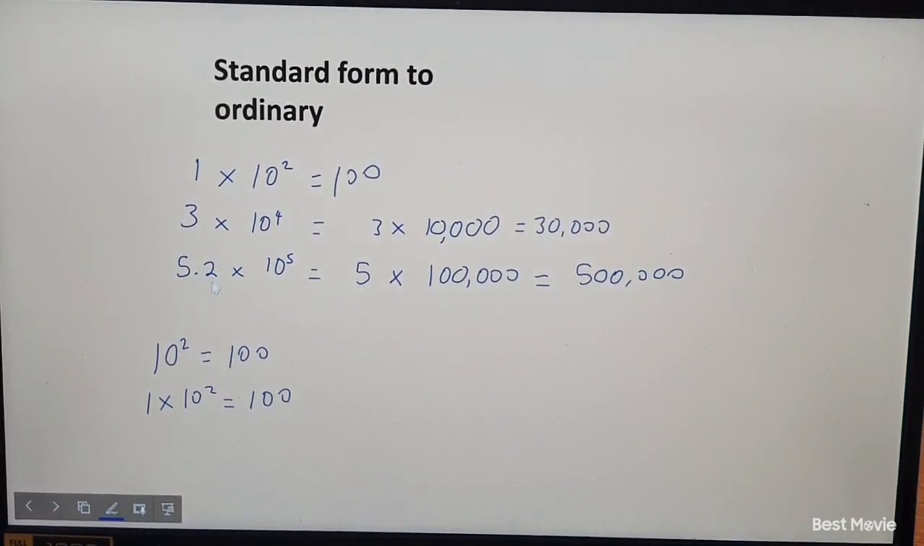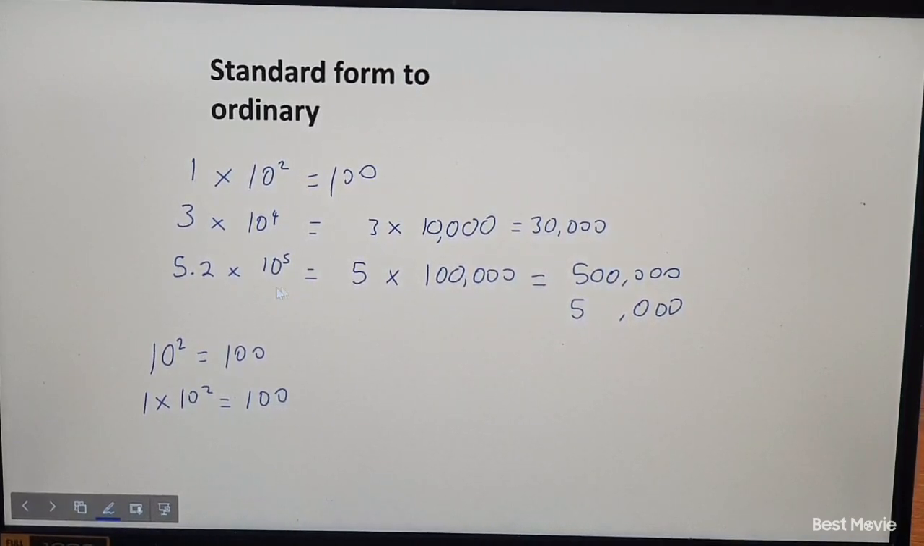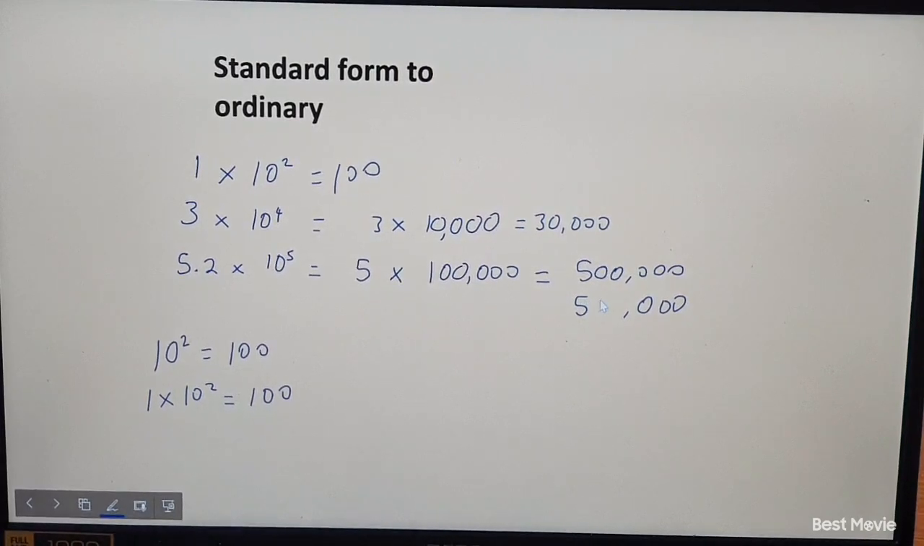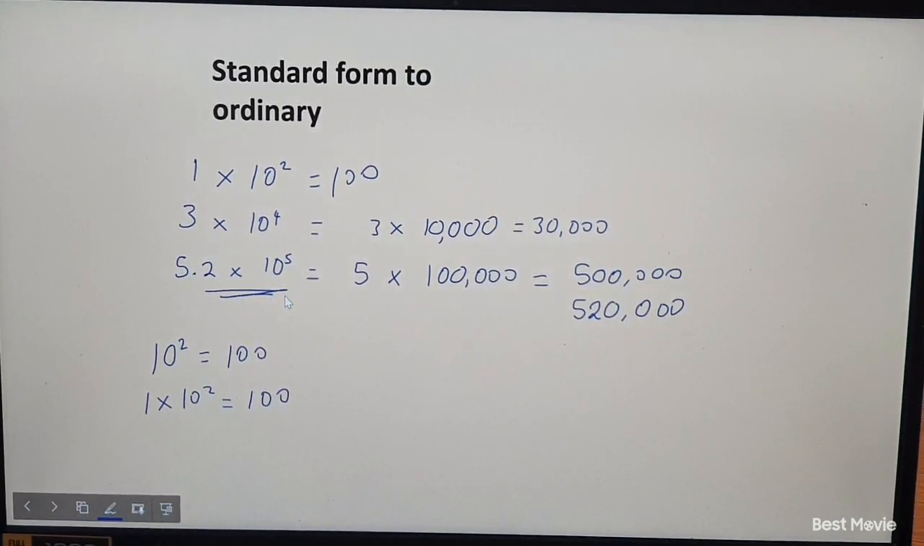And now I'm going to take the 0.2 into account. So my place value is still going to be the same. So my number is still going to be 500,000. I'm just going to leave some space for the 0.2. So the 2 is next to the 5. So it needs to be next to the 5 here. And I'm missing a 0. So it's 520,000 is the answer to this question here.